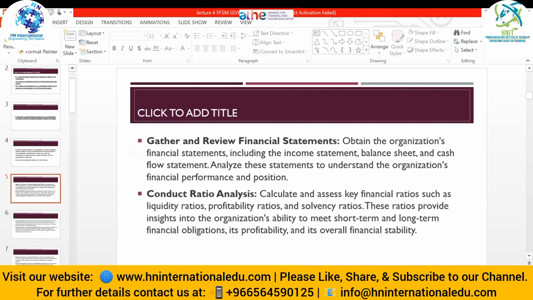Conduct the ratio analysis. Now calculate and assess the key financial ratios such as liquidity ratios. This will depict how much cash and how liquid your organization is. Profitability ratios and solvency ratios as well. These ratios provide insights into the organization's ability to meet short-term and long-term financial obligations, its profitability, and its overall financial stability as well.